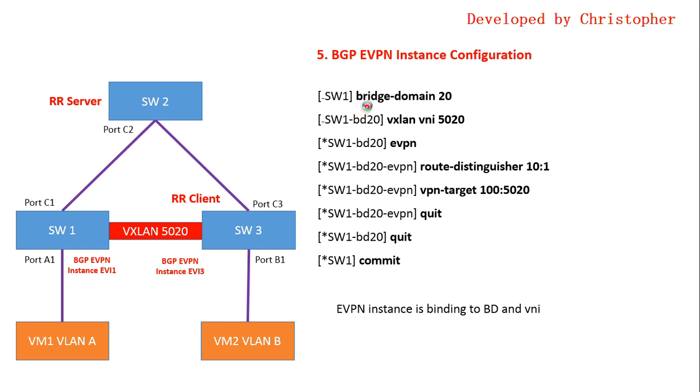Now let's take a look at those scripts one by one. The bridge domain 20, which means this VXLAN, this big layer 2 network. VXLAN VNI 5020. This is the VXLAN to connect switch 1 and switch 3. And here, it makes me a little bit confused. Why is the bridge domain configured as 20 here and the VXLAN VNI is different?